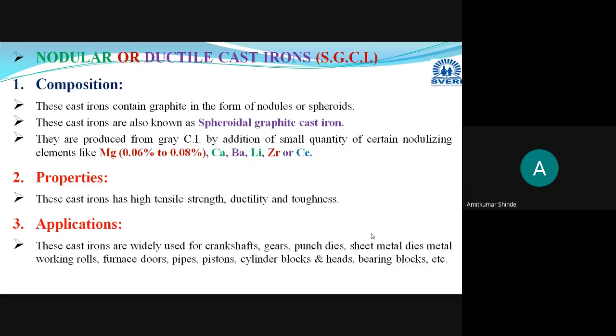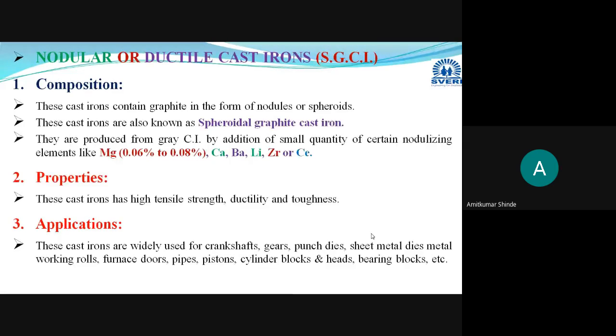All these are nodulizing elements, and we are not going to add these elements directly to the gray cast iron. We are not going to directly add magnesium. We are going to add a compound containing that magnesium. You have to take care of this. We are not directly adding magnesium, but we are adding it in the form of an alloy or a certain compound. From that, it will get added to that particular cast iron. And here we are using only gray cast iron, in which we are adding these nodulizing elements.